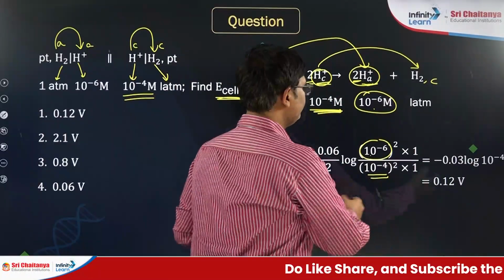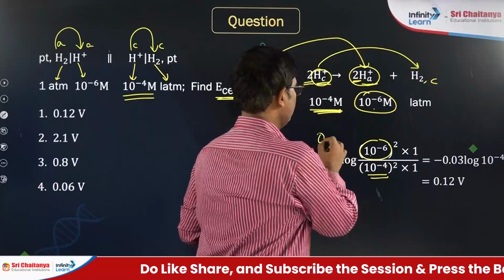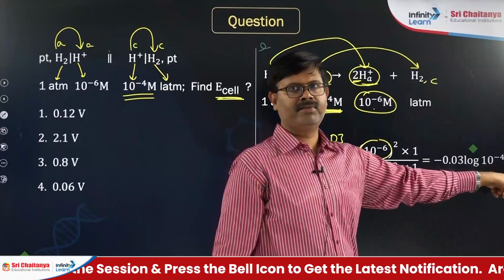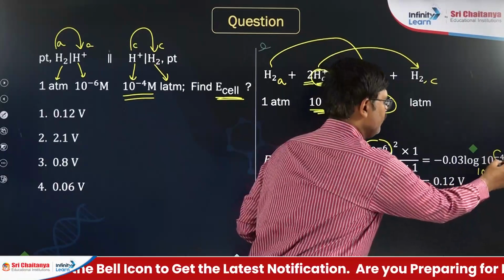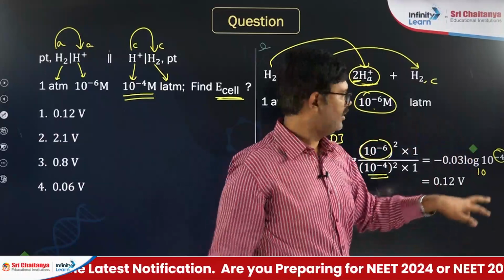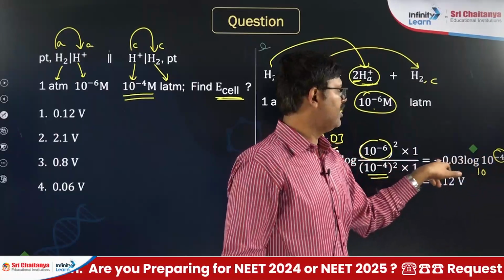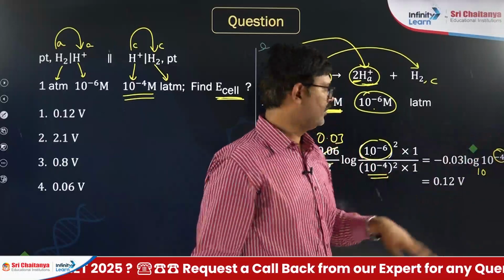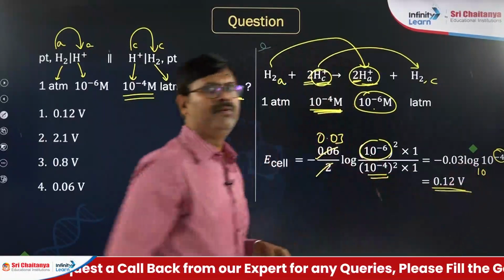Then if you simplify, you will get 0.03. So minus 0.03 into log 10 power minus 4. We can bring this minus 4 to the front. So minus 4 into minus 0.03 is 0.12. Log 10 base 10 is 1. So the answer is 0.12 volts.